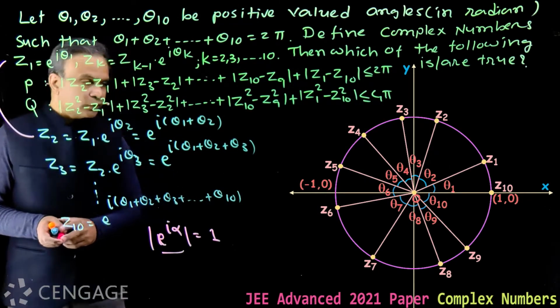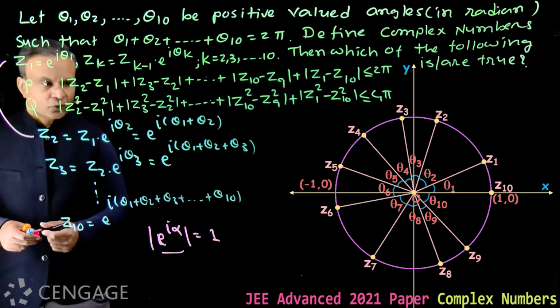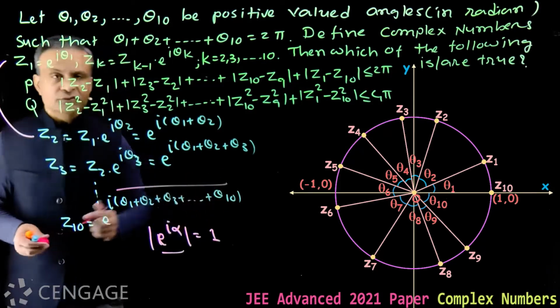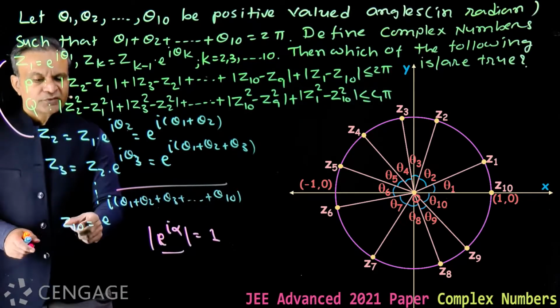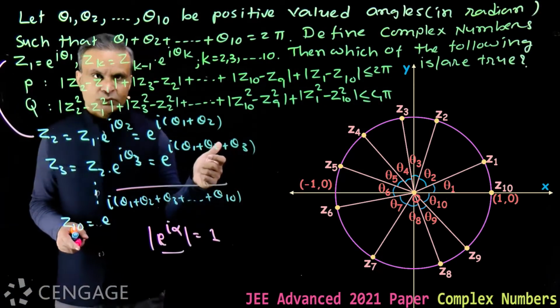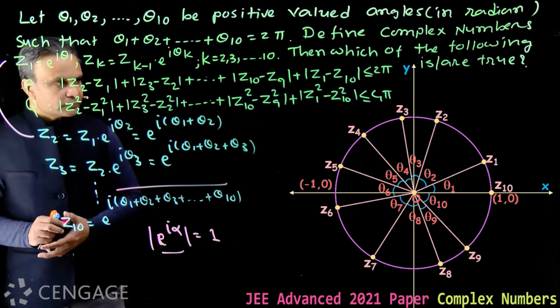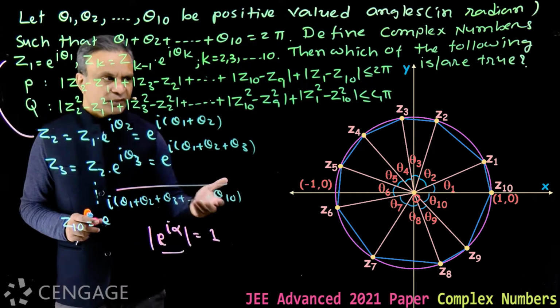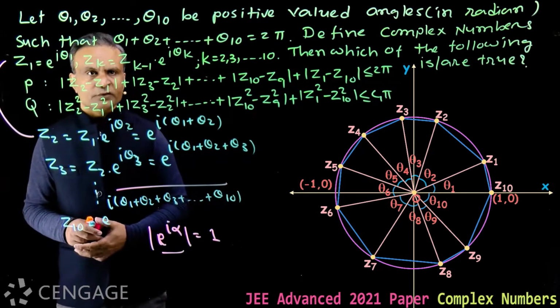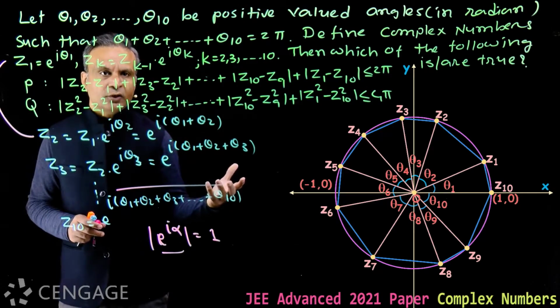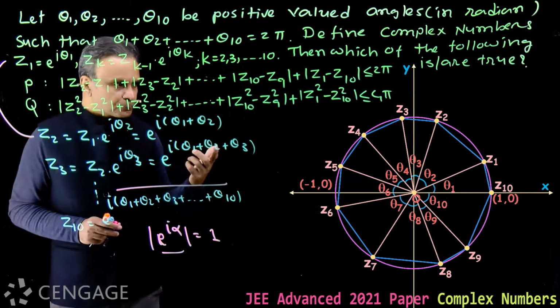Z10 will be on the real axis, because the argument of z10 is this sum, which is 2 pi. So this complex number z10 lies on the positive real axis. Now we join consecutive complex numbers by line segments. We get this polygon. This polygon is inscribed in the circle of radius 1.